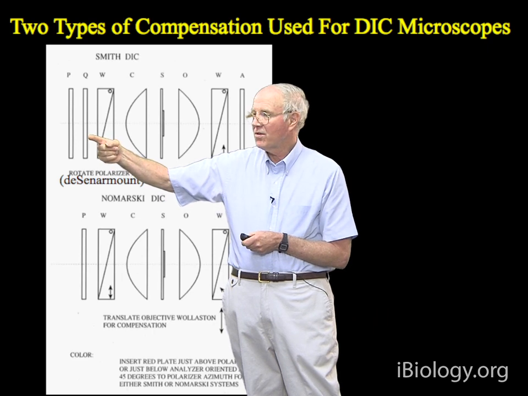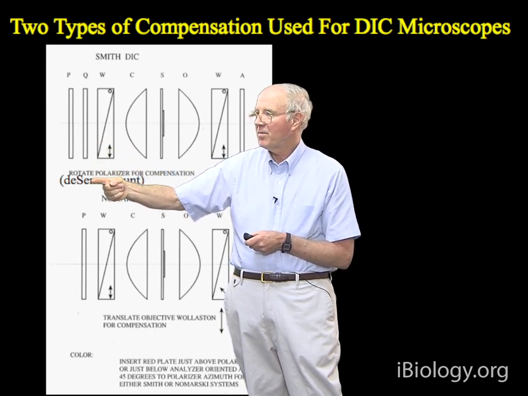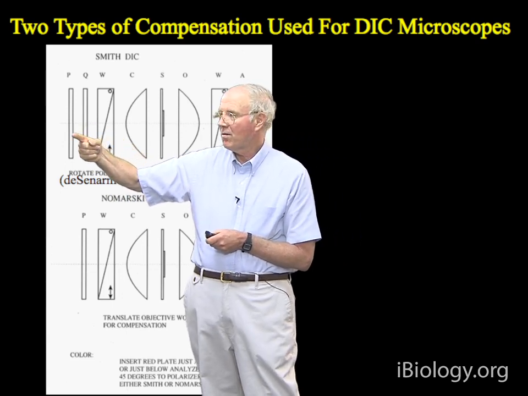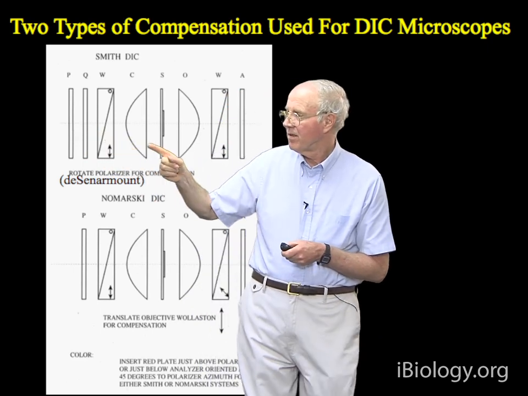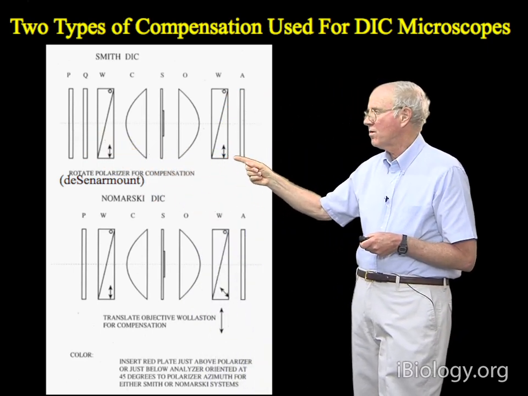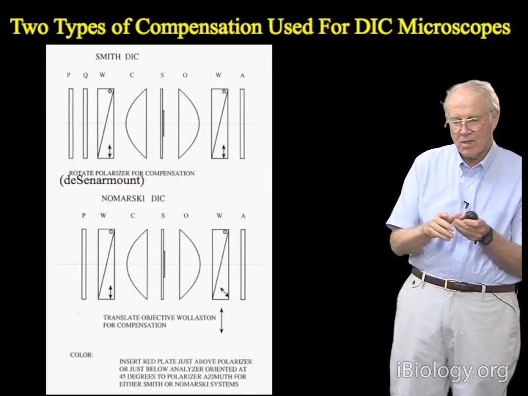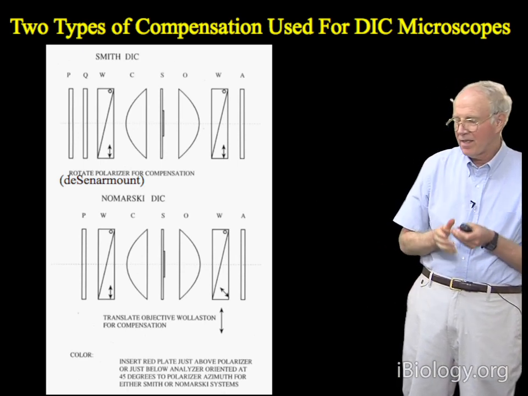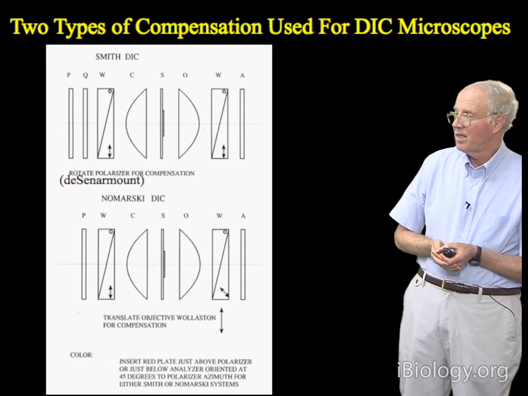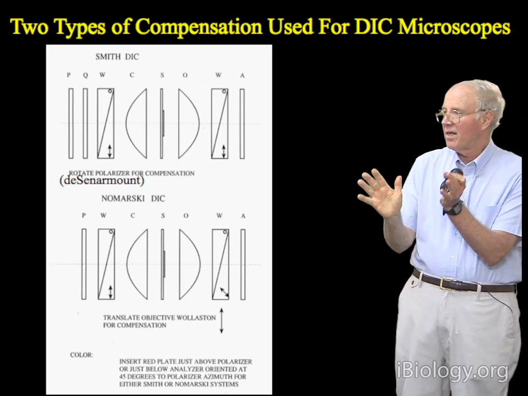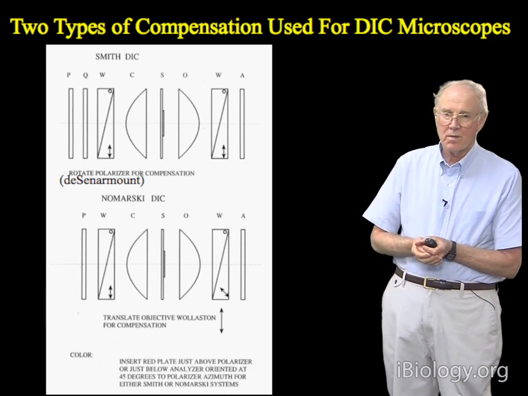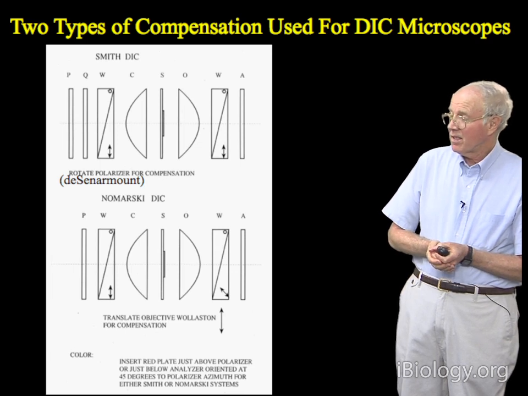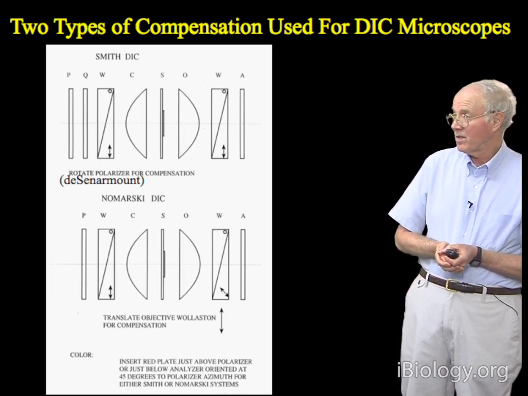compensator is added to the system, and that's typically a Descendamont type compensator, which is made out of a quarter wave plate retarder and a rotatable polarizer, or a quarter wave plate retarder over here. It can be put over here, and a rotatable analyzer. And the combination of those two allows you to rotate the polarizer or the analyzer, and it turns out the amount of retardation between the two orthogonal wavefronts is proportional to the degree of that rotation. In fact, nowadays, Descendamont compensation is very commonly used in polarization microscopy.